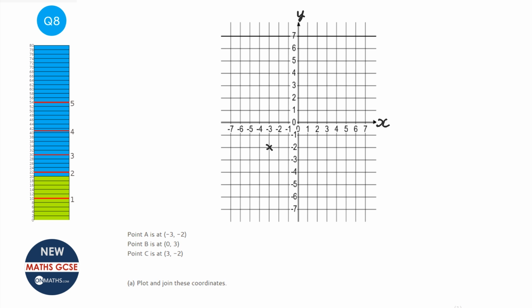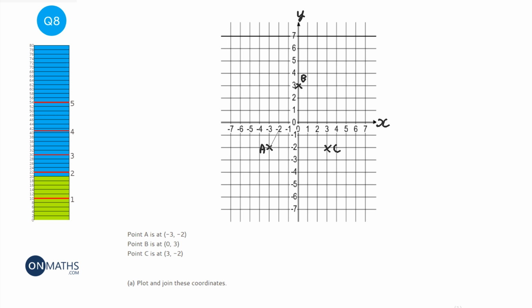Now it says point A, so I probably should label that as A. And point B is 0, 3. It means we're not going left or right at all. We're just going to stay at 0, but we could go up 3. So it's going to be there. And point C is at 3, -2. So along 3, down 2. Which could be that one there. So that's point C. And it says plot and join these coordinates.